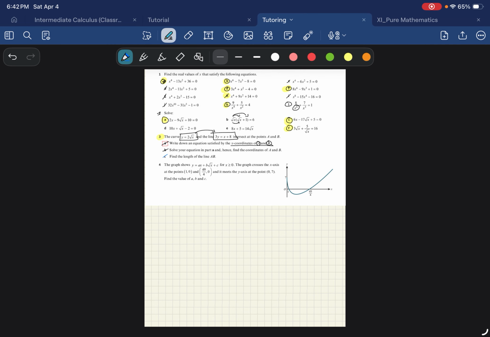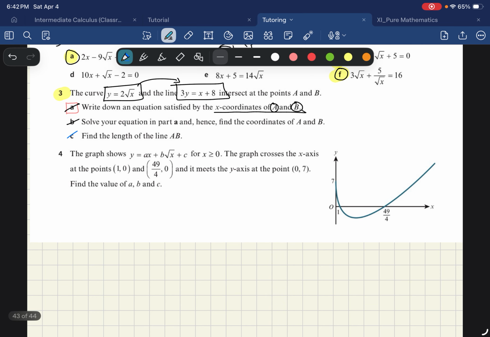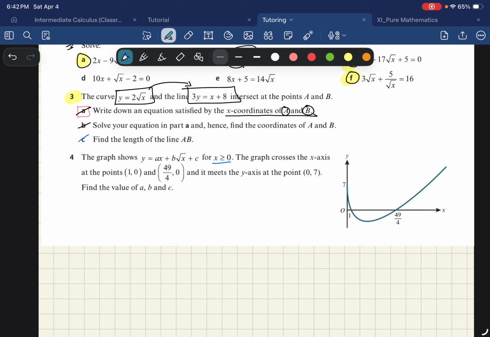So we are given a graph, right? The graph of this is given here, all right? For x greater than or equal to 0, that has to be the domain because we have a square root function here. The graph crosses the x-axis, so we are given here (1, 0), (49/4, 0), and meets the y-axis at the point (0, 7). So find the values of a, b, and c.